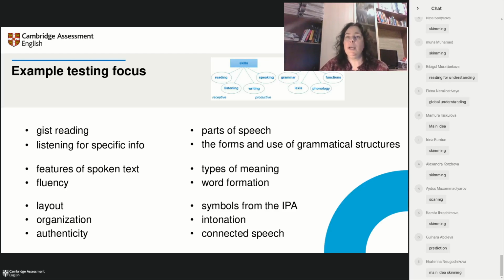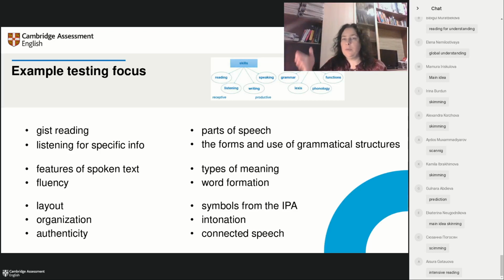So of course, those skills can be referred to both reading and listening. They are both receptive skills, and we use similar terms there. We also use specific information or scanning. You mentioned some other sub-skills related to receptive skills. Good. Now, features of spoken text and fluency are important for speaking, of course. Those are some of the areas.